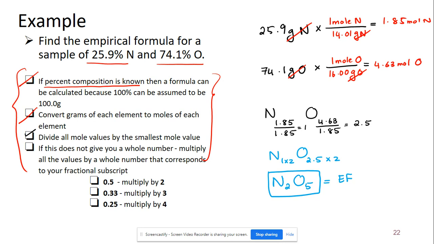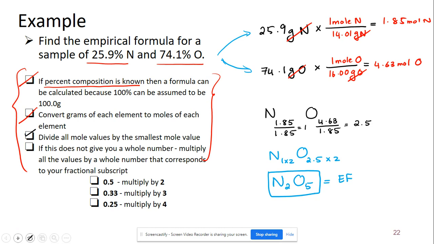So what we did was we took the percentages and made them into grams. Then we converted the grams into moles. Then we wrote the mole values next to the symbol for the element, like subscripts. We divided by the smallest mole value, which is step 3. Then because we got a fraction, we had to multiply by a whole number in order to get a whole empirical formula that just has subscripts that are whole numbers.